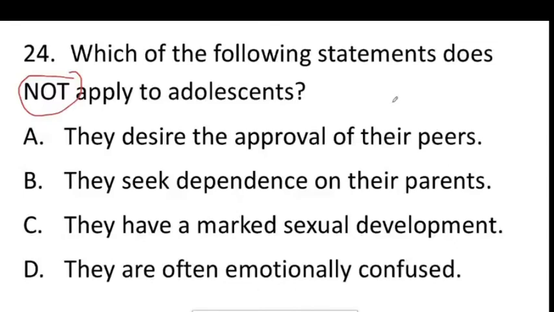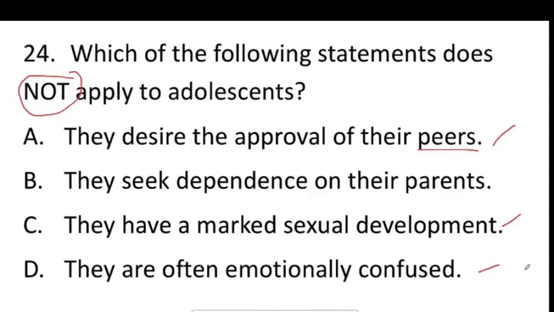Okay, so as teenagers, we know that we always want the approval of our peers. Our peers here, that would mean people of the same age. We know that we are sexually maturing. And we know that we are usually emotionally confused. So, para kang lukaret habang ikaw ay isang teenager, no? Konting bagay lang, napaka-emotional mo, napaka-sensitive mo.